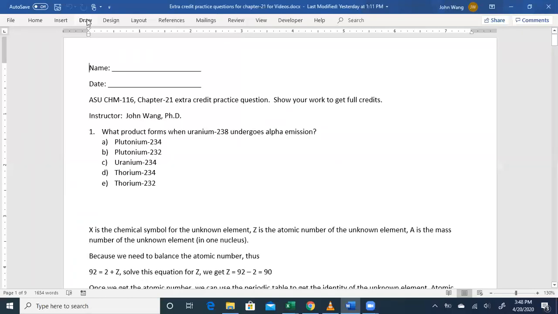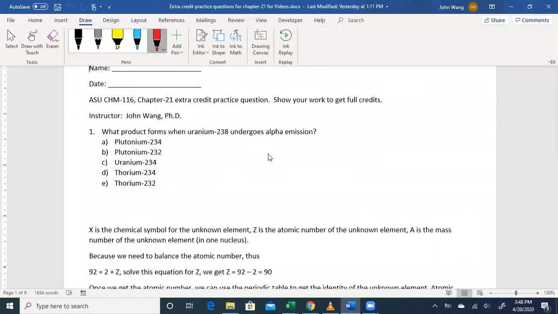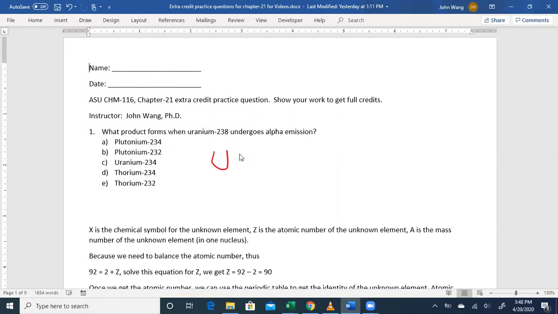we know we will have the starting nucleus. The starting nucleus is uranium-238. And you go to the periodic table, you find out the atomic number for uranium is 92. Okay, so we'll take this nucleus as the only reactant, and by the question, it undergoes alpha emission, which means it will emit an alpha particle. Alpha particle is a helium nucleus.